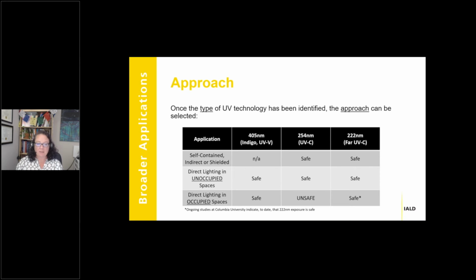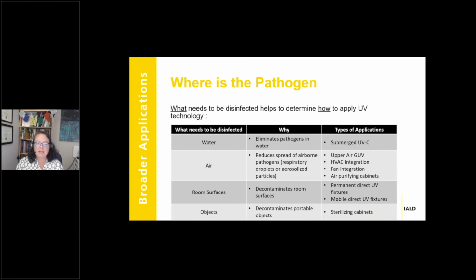So now that we've talked about the types of pathogens, viruses or bacteria or fungi, that we want to get rid of, how the types of UV interact with those pathogens, and some of the safety risks, the next step is to really understand where those pathogens might be. Basically asking ourselves, what are we trying to disinfect? So starting at the top, water.